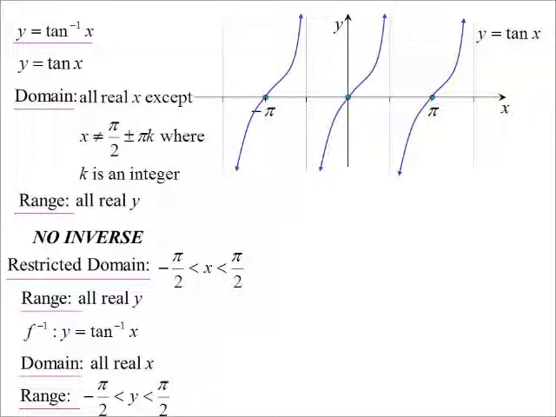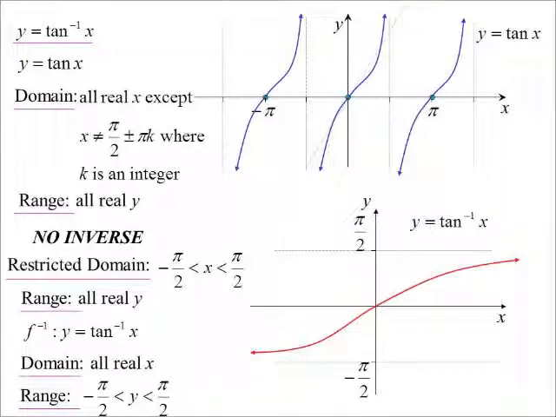So let's draw it. It'll end up being on its side. It'll look like, I should say, a tan curve. There it is, on its side. Y equals inverse tan of x. So also with your calculator, that's why it gives you answers of negative acute angles when you put negative numbers in.